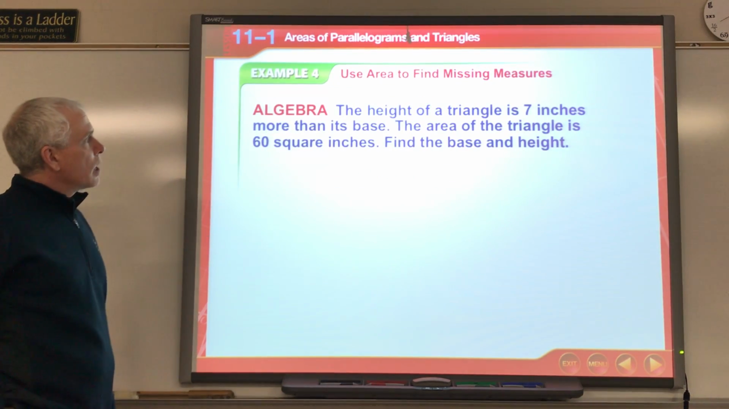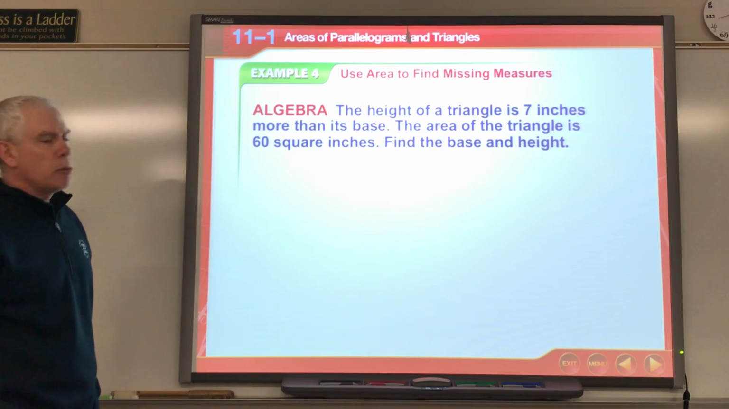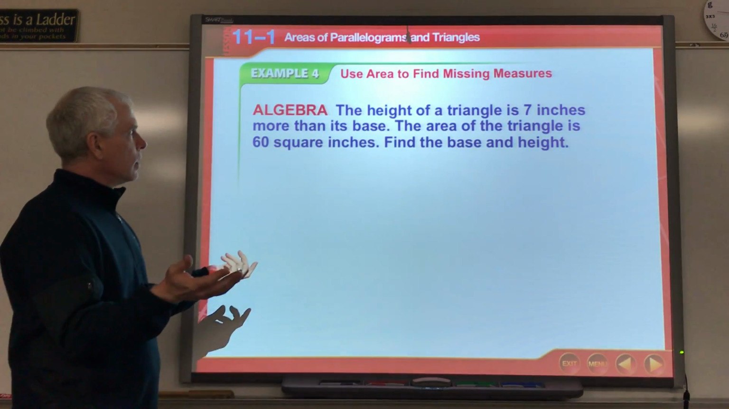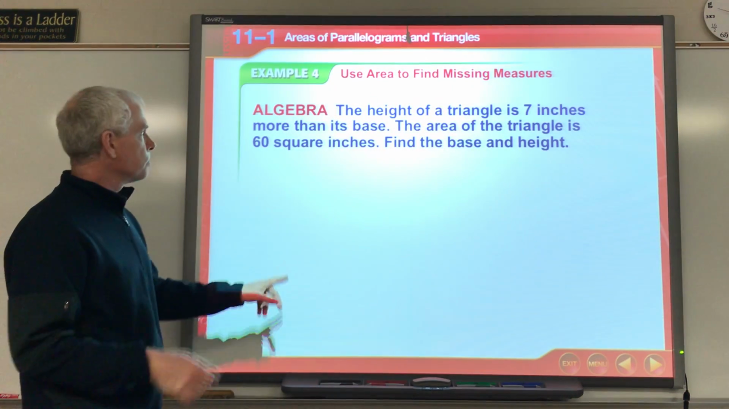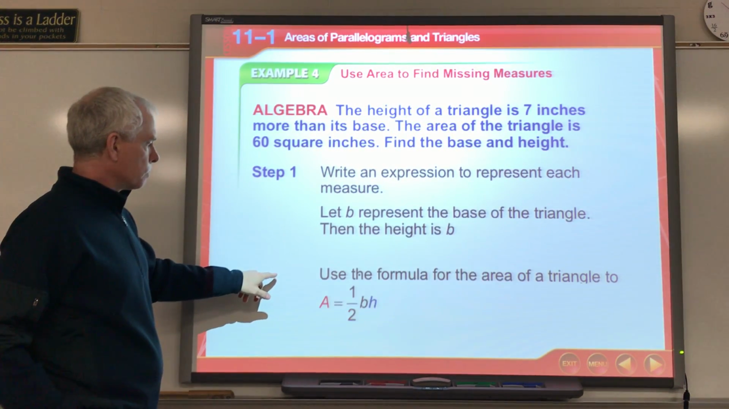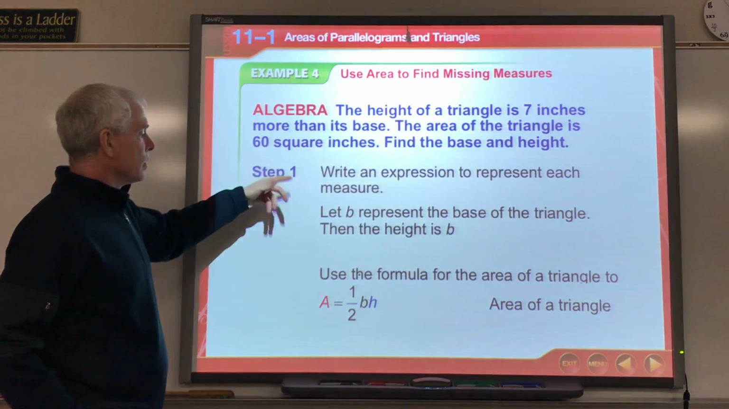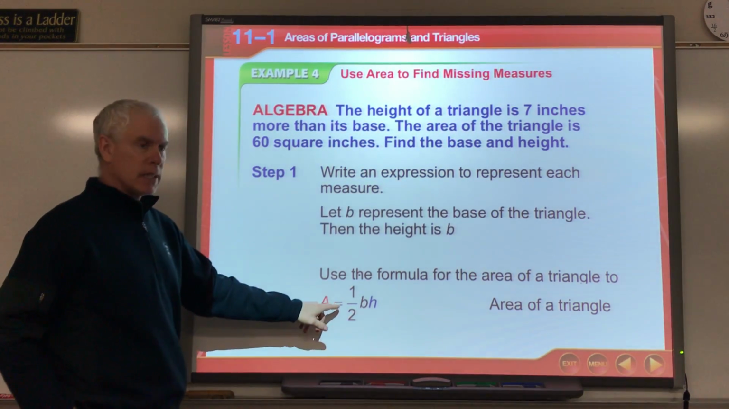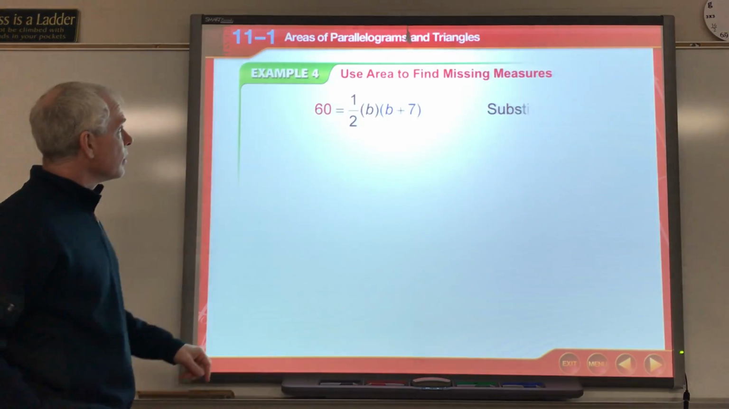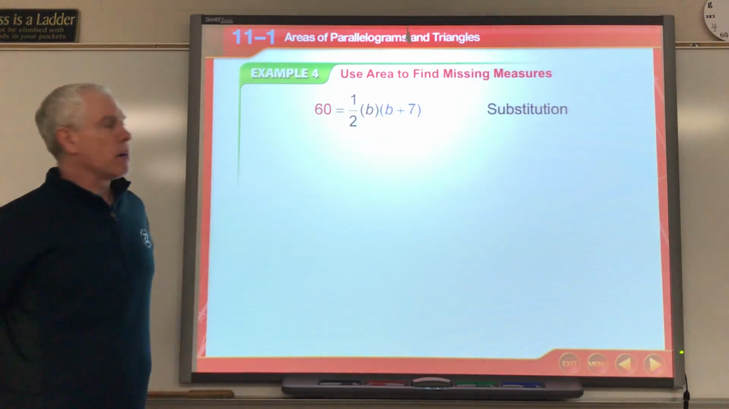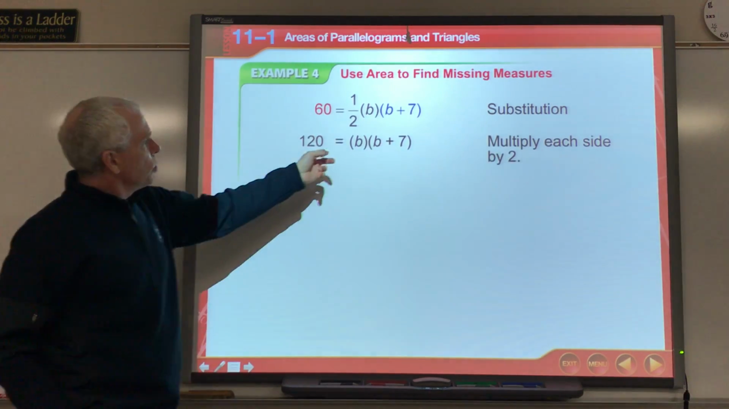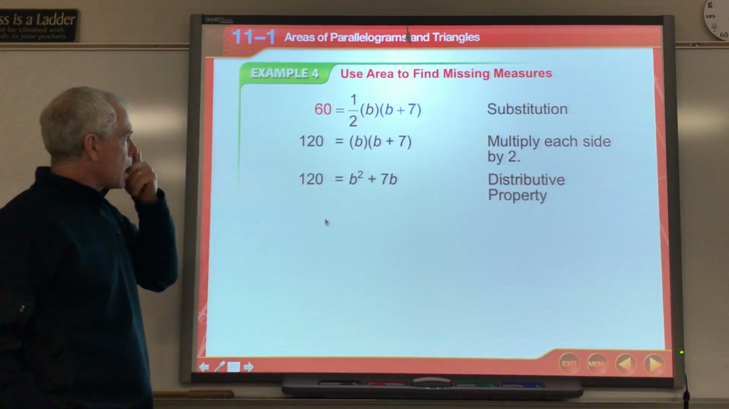Okay, the height of a triangle is 7 inches more than its base. So this involves some algebra. So if I let the base be x, then the height's going to be x plus 7. Okay, we're going to see that here in a little bit. And I know that the area is 60, so I can replace the A with the 60. The base is going to be x, and the height is going to be x plus 7. Okay, or b and b plus 7, whatever variable you want to use. Multiply both sides by 2. Distribute here, I get b squared plus 7b.